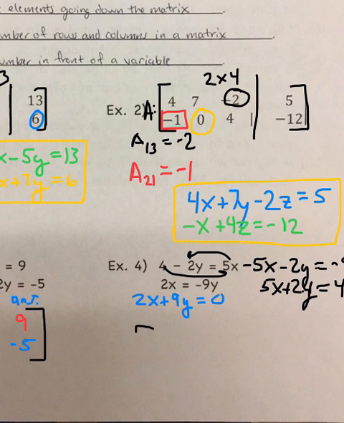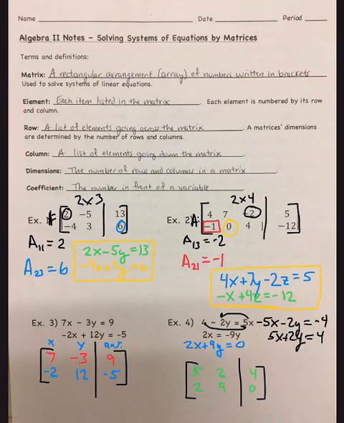So now, when I write up my matrix, I have 5, 2, and 4, or negative 5, negative 2, and negative 4. Either one will work. And then 2, 9, and 0. That's how you go from matrix form to equations and from equations back to matrix. That's solving systems of equations by matrices, and it's basically setting it up.